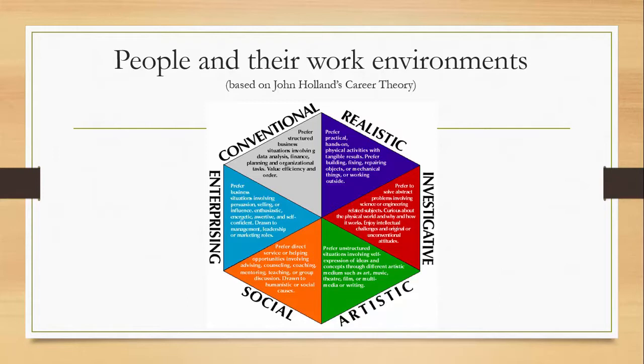Now, since the 70s, John Holland's career theory was added to the Strong to serve as a framework. Holland's theory is similar to Strong's as he believed that people tend to seek environments that meet their interests. Holland's theory categorizes people in work environments or occupations into 6 areas: realistic, investigative, artistic, social, enterprising, and conventional.